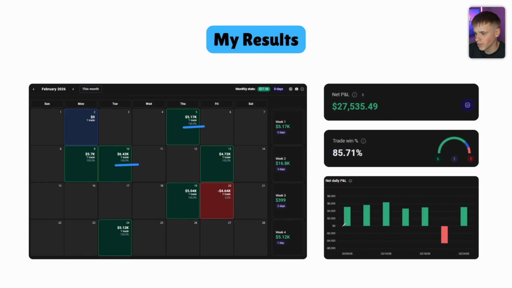Also right here you can see how my average days looked. So you can see my profit was around from $4,000 to $6,000 on the days, and you can also see my only loss that I actually took in the whole month. So let's actually right now get into the actual strategy.